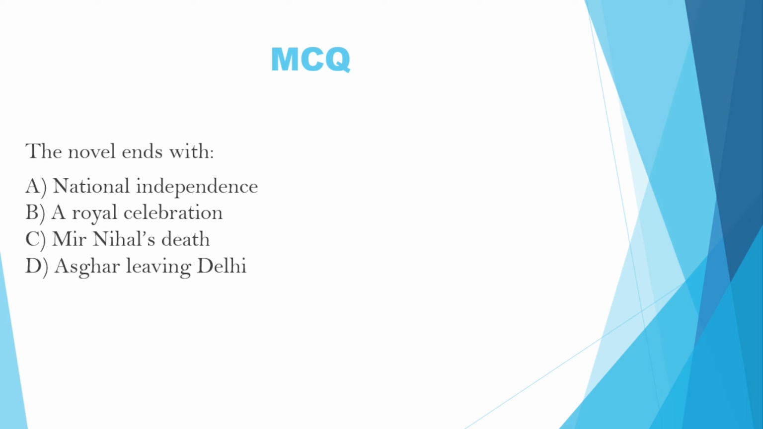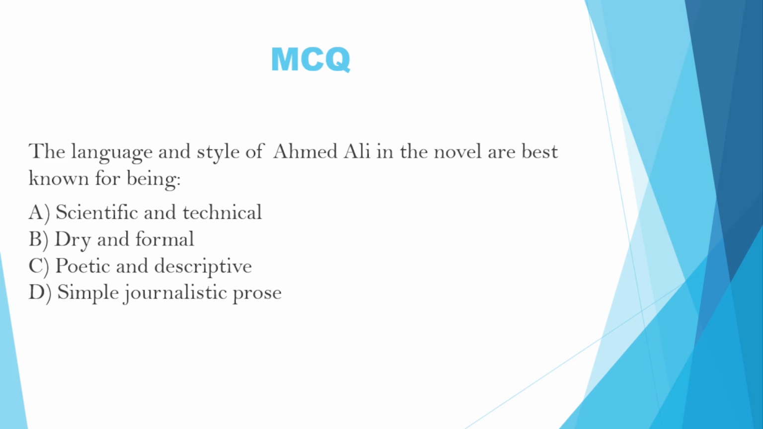Next question is, the novel ends with option A national independence, option B a royal celebration, option C Mir Nihal's death, option D Asghar leaving Delhi. The correct answer is C Mir Nihal's death. Last question is, the language and style of Ahmed Ali in the novel are best known for being option A scientific and technical, option B dry and formal, option C poetic and descriptive, option D simple journalistic prose. The correct answer is C, poetic and descriptive.